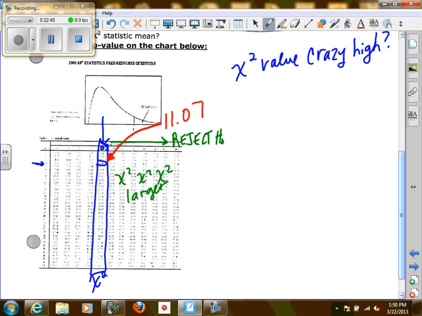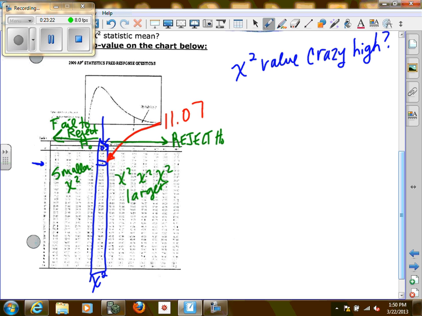Okay, well, let's do the flip side. Over here on this side, these probabilities are not too strange. What would be our decision over here on this side? Fail to reject. Because why might I have a value in here? These are smaller chi-squared values. Why do I have any at all?